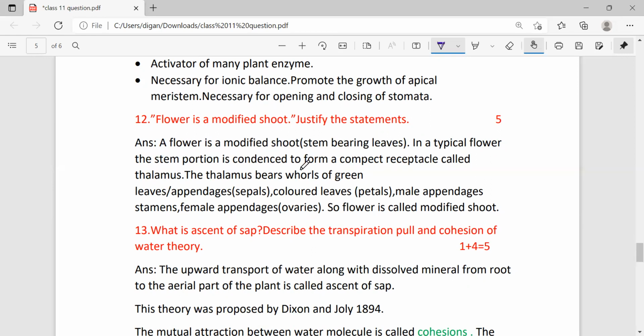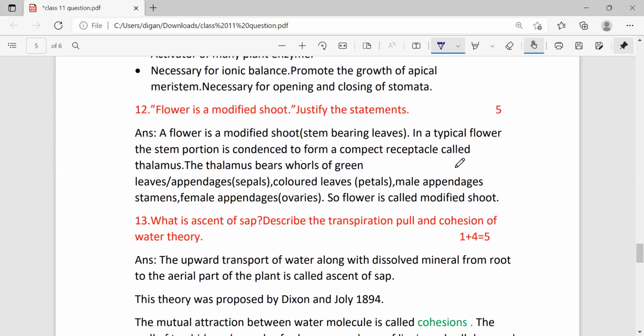the different whorls of leaves. Some become green and are known as sepals, colored leaves transform into the petals, some leaves convert into the male appendages, that is the stamens, and some convert to female appendages, known as the gynoecium or ovaries. Due to this reason, the flower is considered a modified shoot.